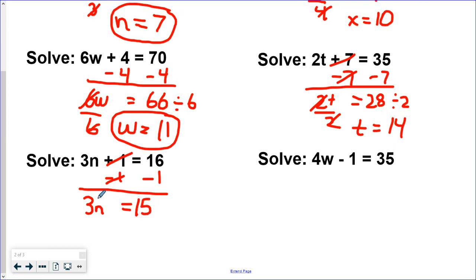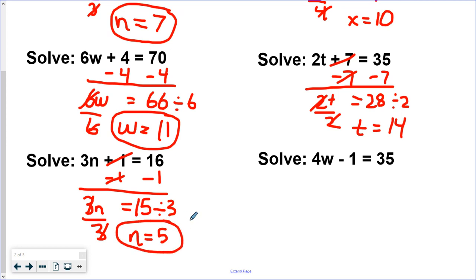And now I'm multiplying by 3 right now. The opposite of multiplying by 3 is dividing by 3. So I go ahead and divide both sides by 3. 15 divided by 3. So this would be 3 divided by 3 is 1. So I'm left with n equals 5 is my answer.